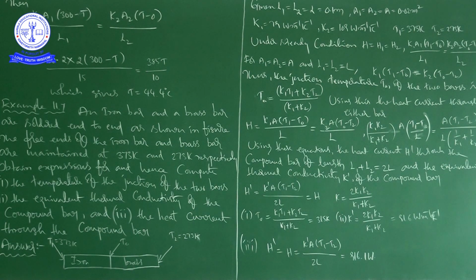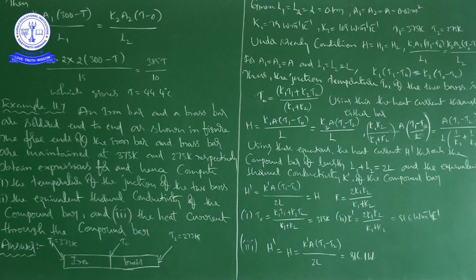That is the third one we are going to compute. So here we have to calculate three things. One is the temperature of the junction of the two bars. First we are going to discuss that one, then we will discuss the second, and then finally the third one. But before that, first we have to get the resultant or equivalent thermal conductivity. See here, step by step.